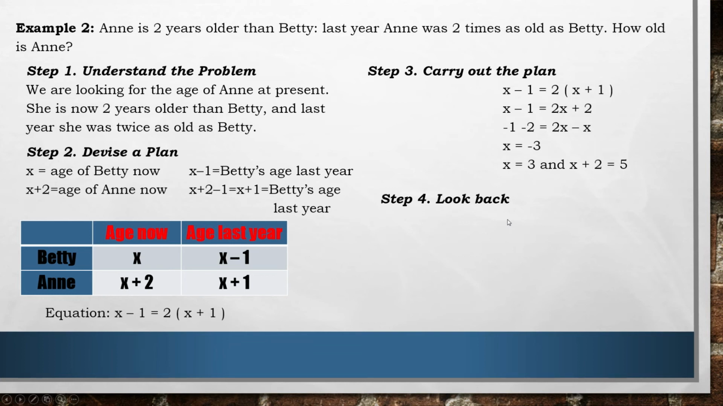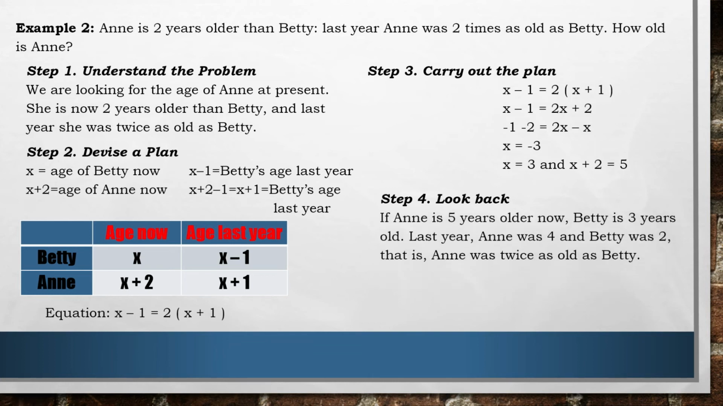So, step 4, we are going to look back. If Anne is 5 years old now, Betty is 3 years old. Last year, Anne was 4 and Betty was 2. That is, Anne was twice as old as Betty. So the answer now is Anne is 5 years old at present. Okay, so we have here Anne is 5 years old at present because the age of Betty now is 3. So 3 plus 2 is 5.